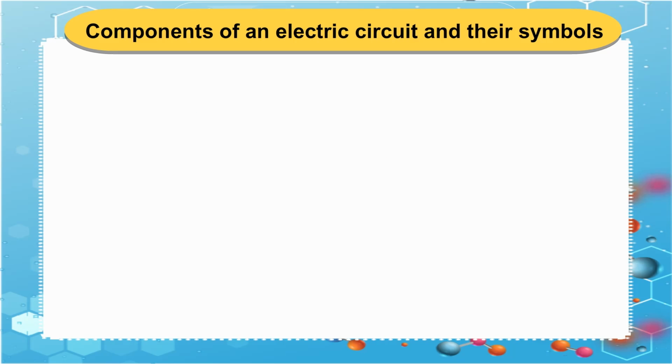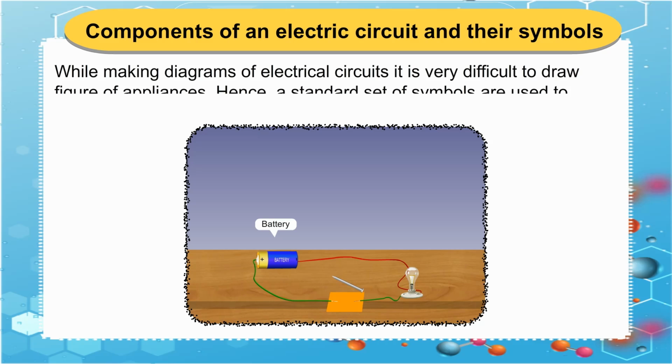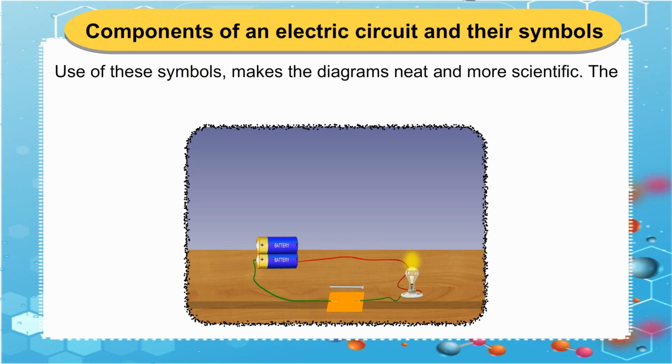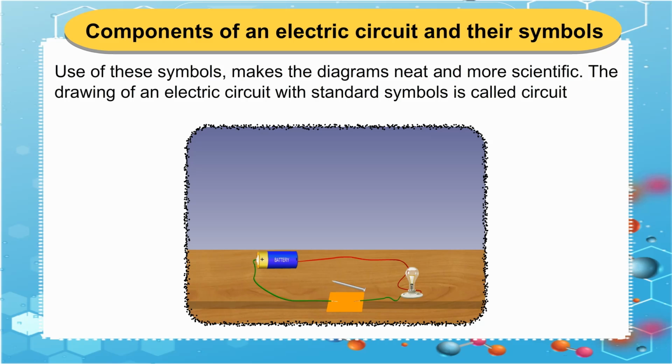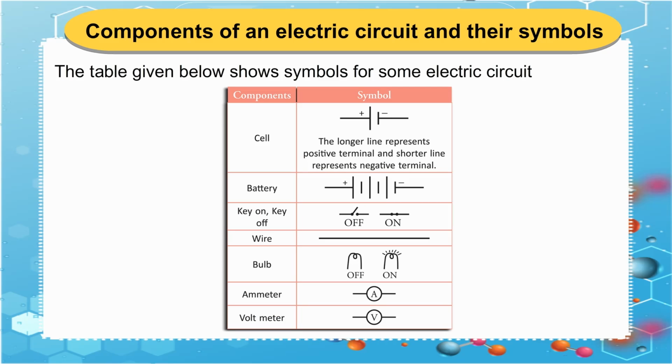Components of an electric circuit and their symbols. While making diagrams of electrical circuits, it is very difficult to draw figures of appliances. Hence, a standard set of symbols is used to represent various components of an electric circuit. Use of these symbols makes the diagrams neat and more scientific. The drawing of an electric circuit with standard symbols is called a circuit diagram. The table given below shows symbols for some electric circuit components.